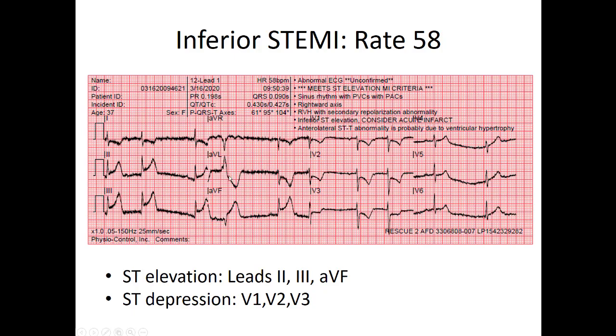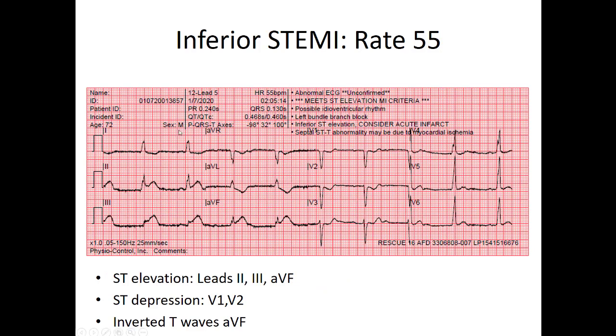Lastly, and importantly, we look at ST elevation and depression. So what do I see here? I see elevation in II, III, aVF. Those look like tombstones, right? And then next I look for reciprocal changes. So I'm seeing ST depression in V2, V3, V4. So I would definitely call this an inferior STEMI.